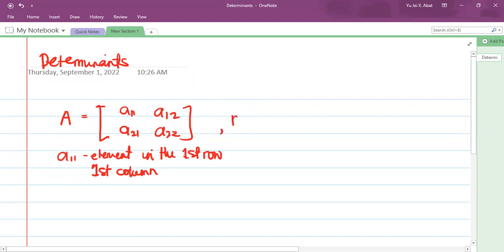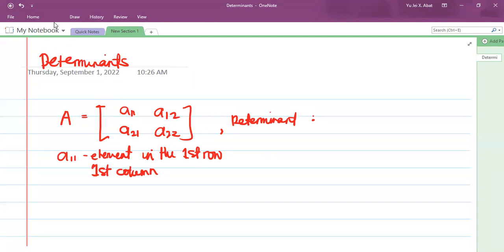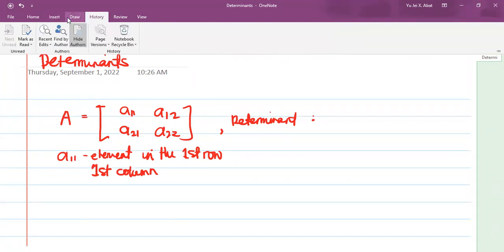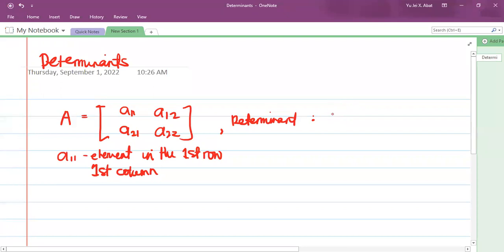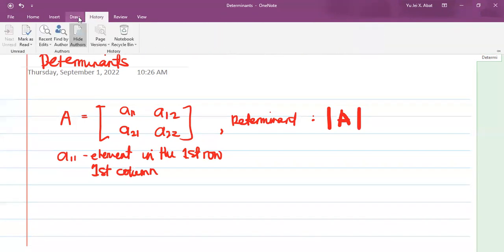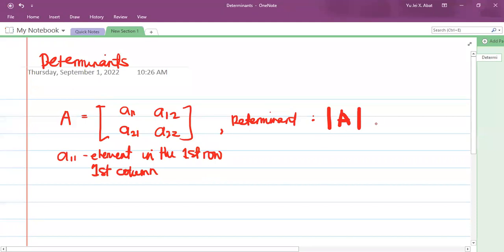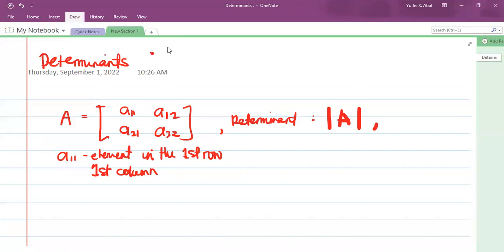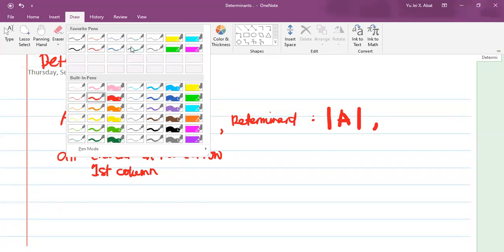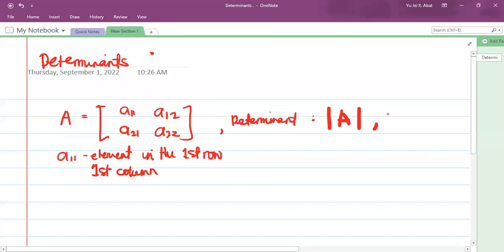Now, the definition of determinant. If we want to get the determinant of a matrix, wait, let me change the font, it's too thin. Too thick. That's right. Still thick. It's still the same. Okay, that's fine.